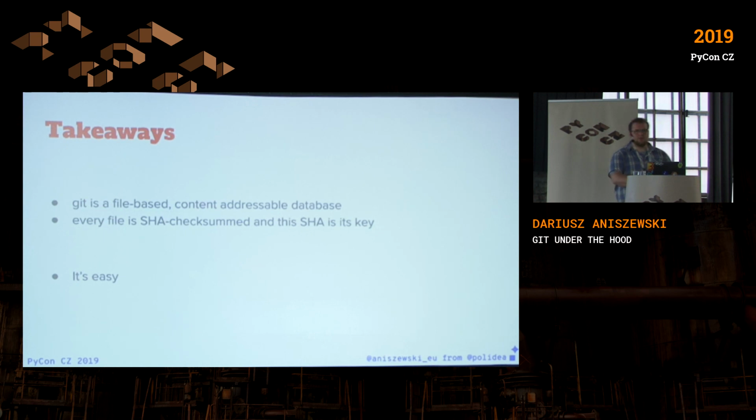What I would like you to remember from this talk, besides the fact that I cannot spell Springfield properly, is that Git is a file-based and content-addressable database, and everything inside of Git is SHA checksummed, and this SHA is the key to the objects. And actually, it's quite easy, as you can see.